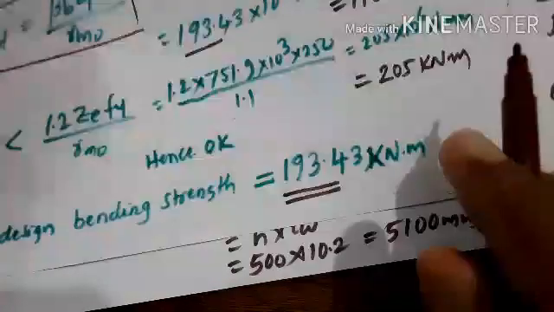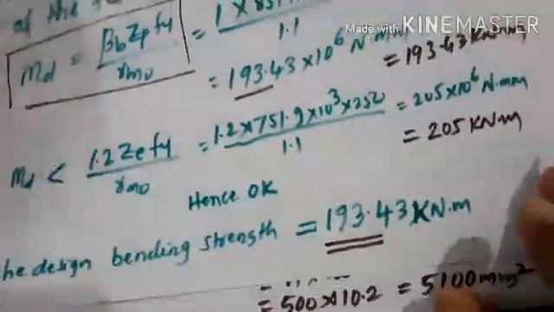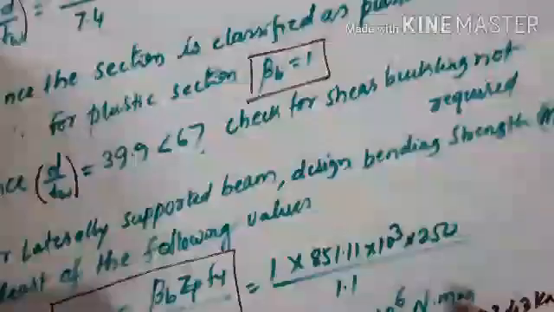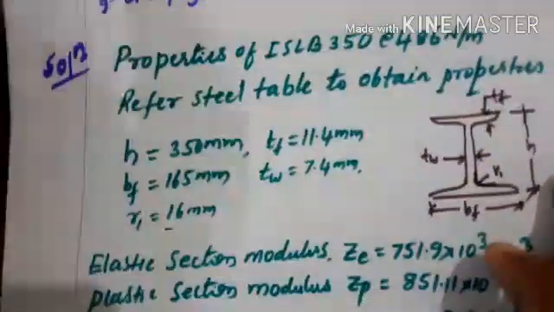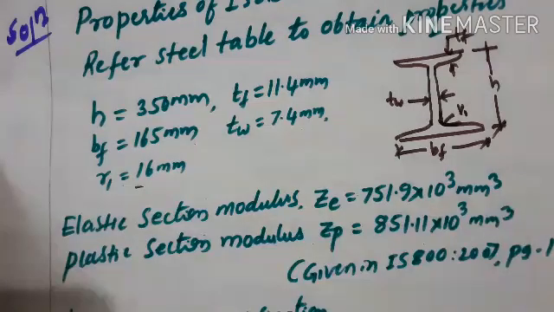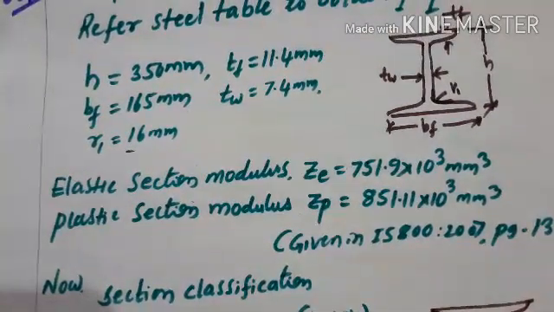I hope you understood this one. These are very simple, these are for how to calculate the design bending strength. These problems are very simple. The first thing is you have to take the properties of the section, then classify the section, then according to that apply the formulas, and all the formulas are given in the code book. Please refer to the code, then solve the problems.